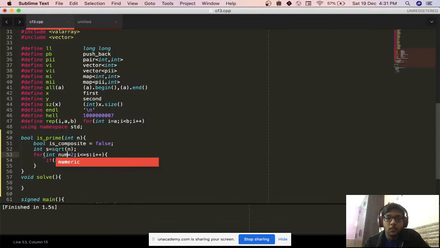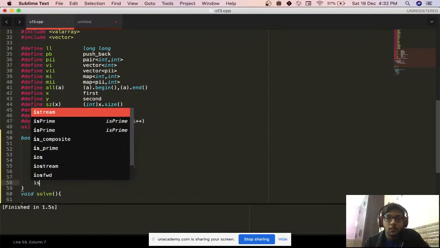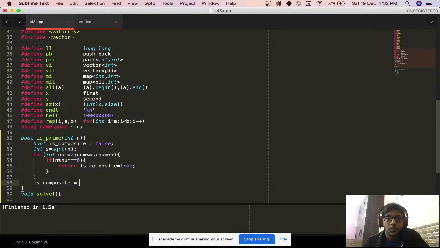Let's call it num, as we had in the presentation. If n is divisible by num, it means that we got a number that divides n. It's composite, so we are going to break. We can simply return true, is composite equals true. Otherwise it's not composite, so that we already have.